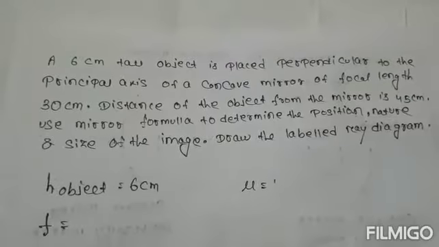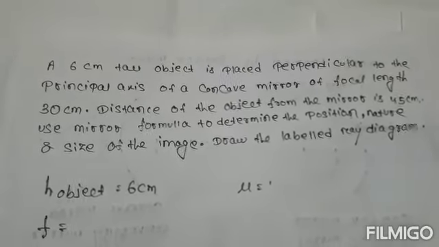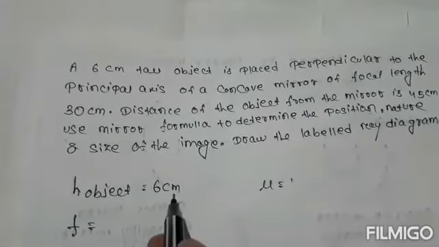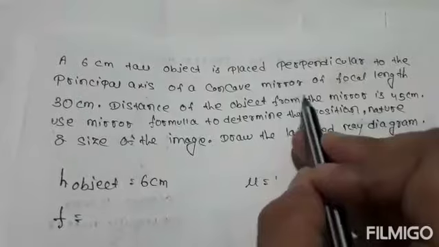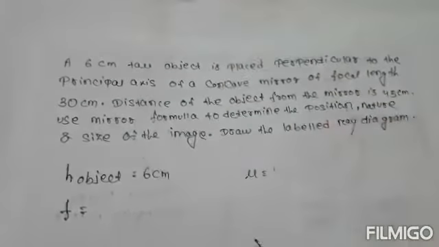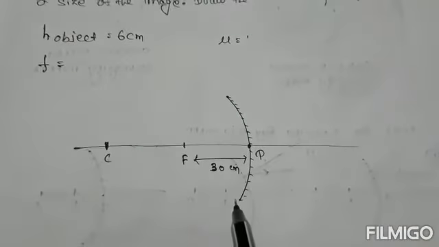Okay. So first, a 6 cm tall object. That means height of the object, here it is given 6 cm tall object. That means height of the object is equal to 6 cm. Then placed perpendicular to the principal axis of a concave mirror of focal length 30 cm. Let us take a concave mirror.